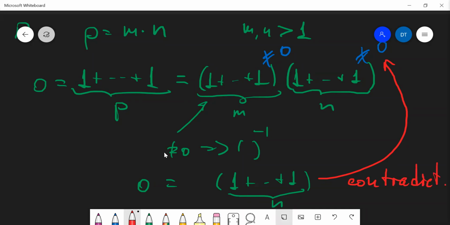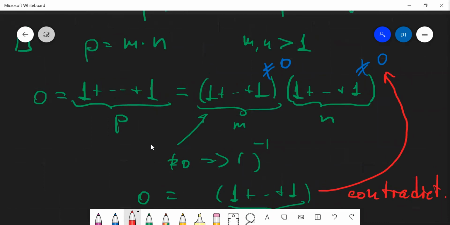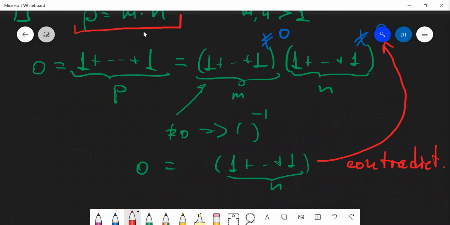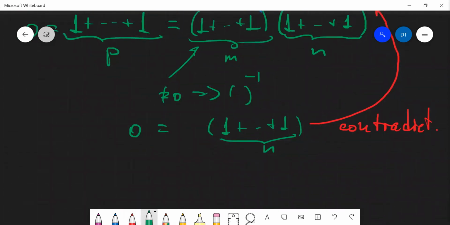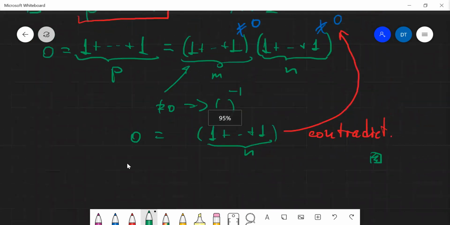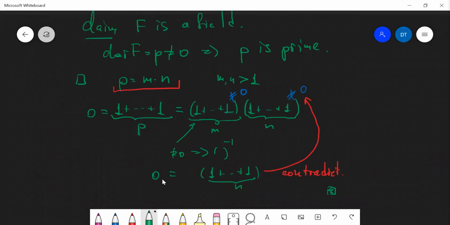So where did this contradiction come from? It came from here. We assumed that p was not prime, and we got a contradiction. So our assumption was wrong, so p must be prime, and we're done here. Are there any questions, just in case? Again, just a recap.